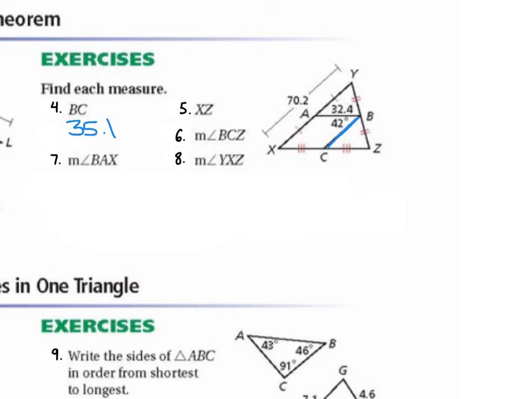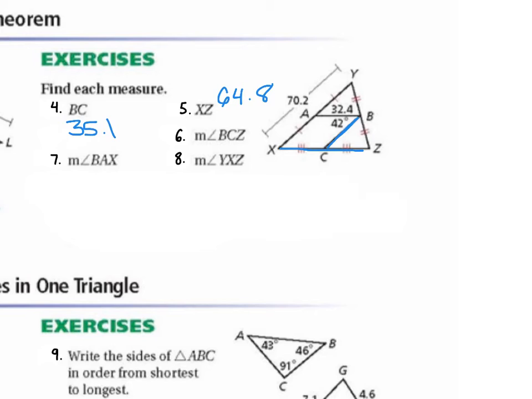Number 5. How do we find XZ? 32.4 times 2. So what's 32.4 times 2? 64.8. Oh, my bad. So 64.8.